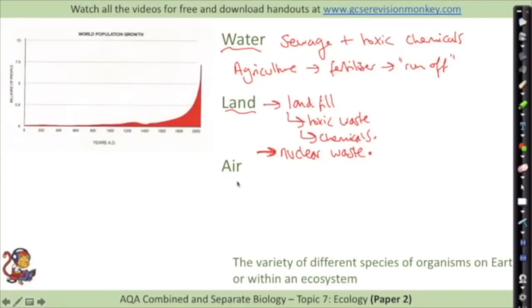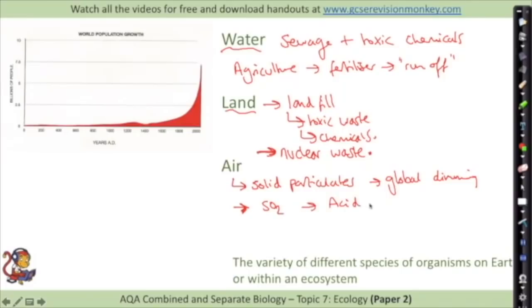So we pollute the air in a number of ways. When we burn fuels, we have solid particulates released. This links into the chemistry topic as well, and this can lead to global dimming. We have chemicals such as sulfur dioxide and nitrogen oxides released, and they can lead to acid rain.